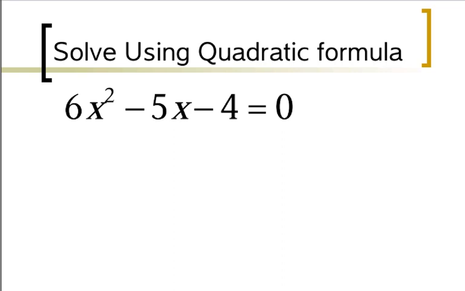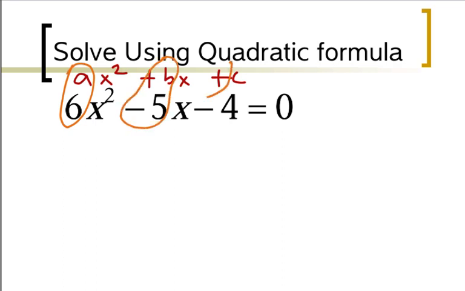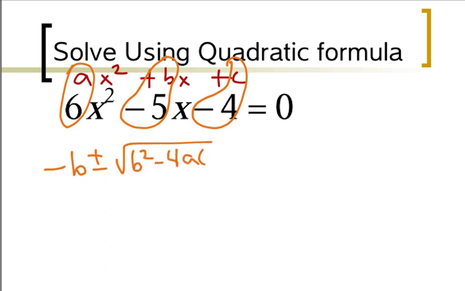What we're hoping we understand is that we have ax squared plus bx plus c as our standard form for a quadratic. And what we're going to do is replace the corresponding letters. The 6 is the a, the negative 5 is the b, and the negative 4 is the c. Those go into the quadratic formula. So negative b plus or minus the square root of b squared minus 4ac all over 2a.